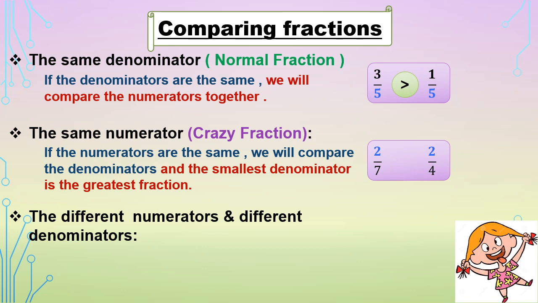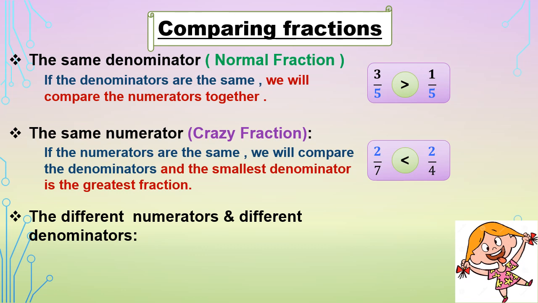What shall we do? Look at down. Which is big in crazy, 4 or 7? Yes, 4 is bigger than 7 in crazy fraction. So 2 over 4 is greater than 2 over 7.